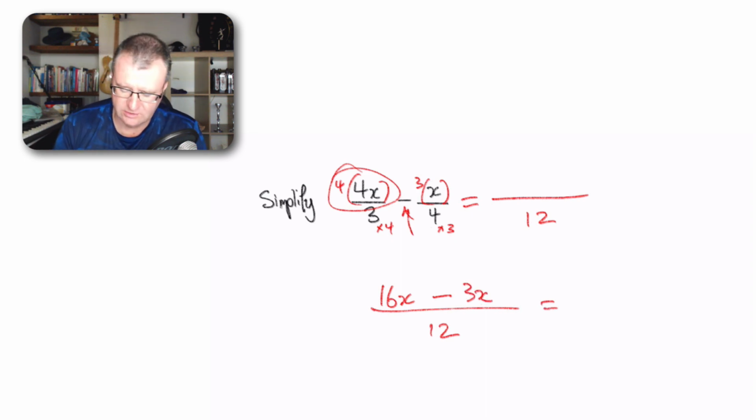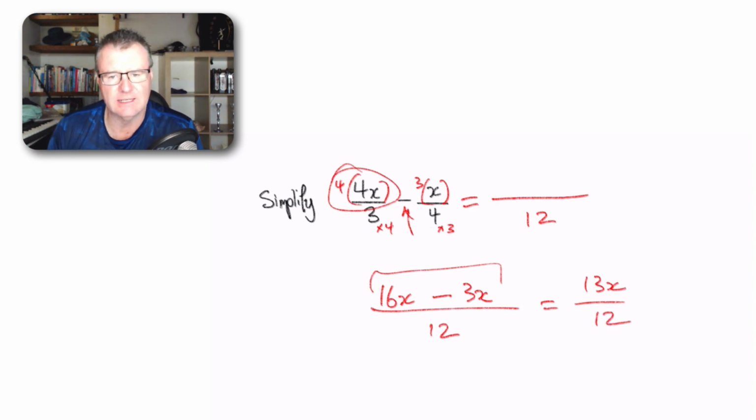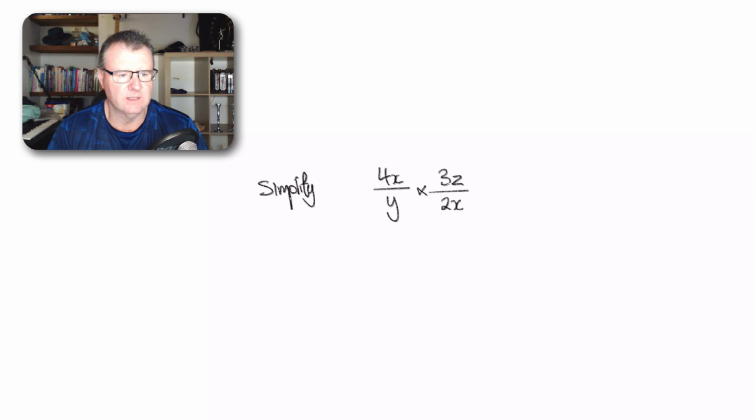Can I simplify any like terms? Yeah, these two are like terms. So 16x take away 3x gives me 13x over 12, and I'm quite happy for you to leave it in that form. You could turn that into a mixed number. It could be 1 and 1x over 12. It's up to you.